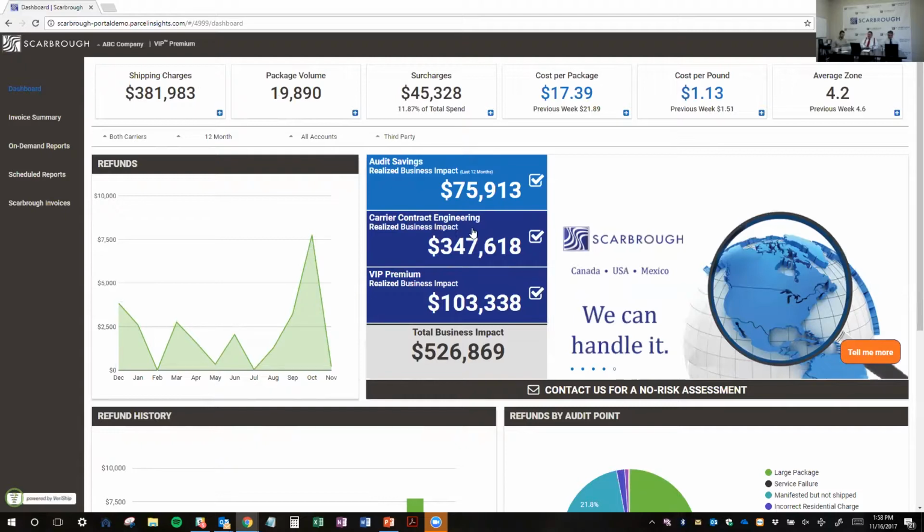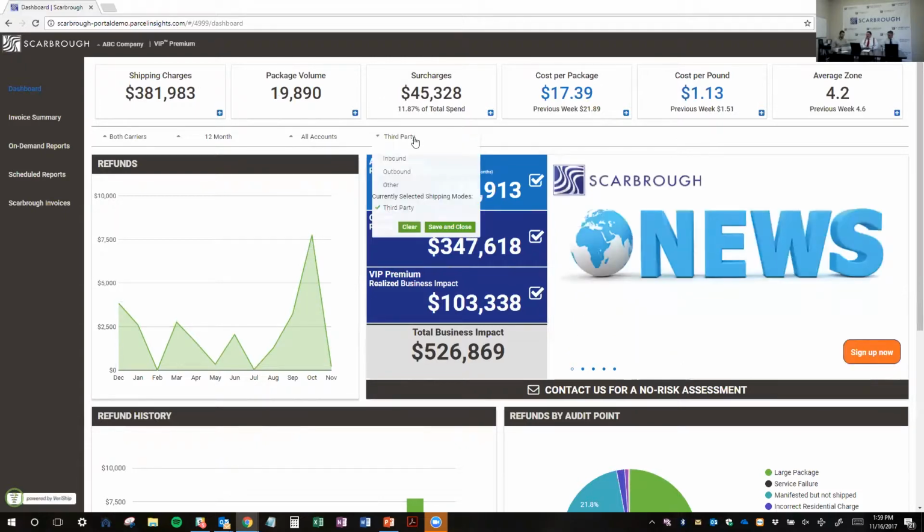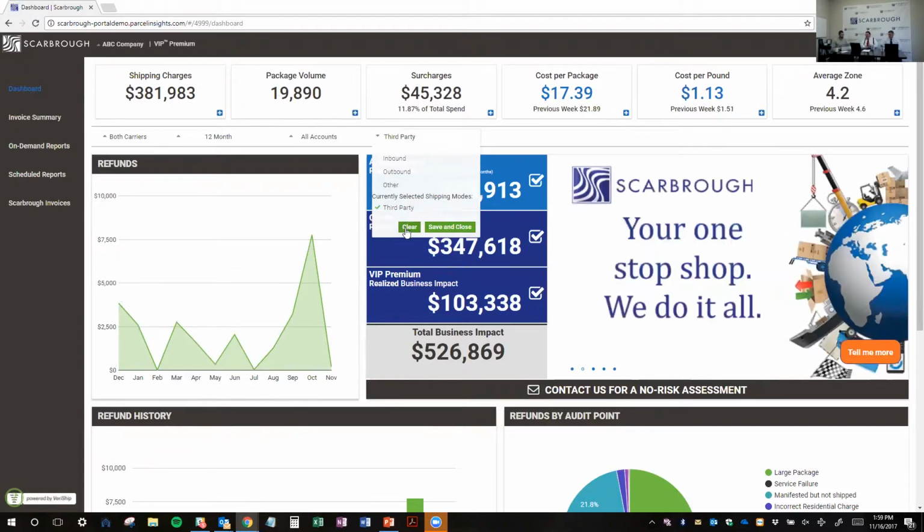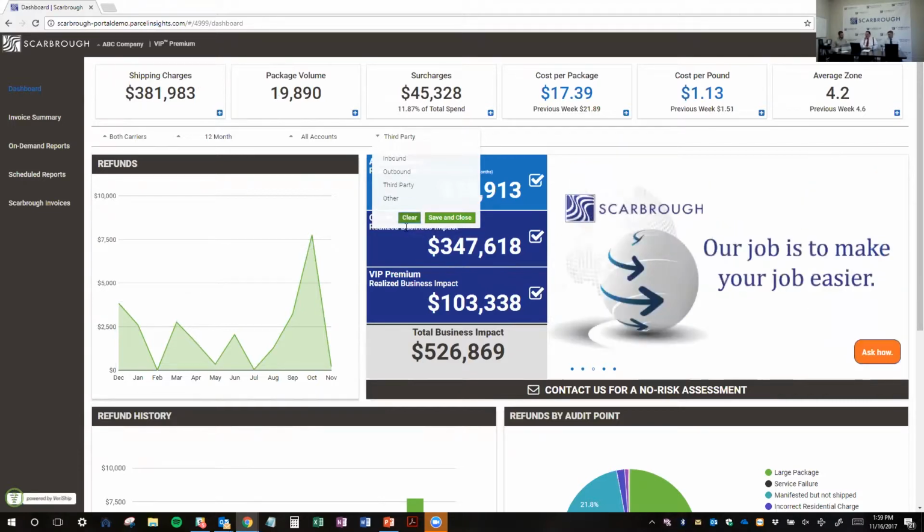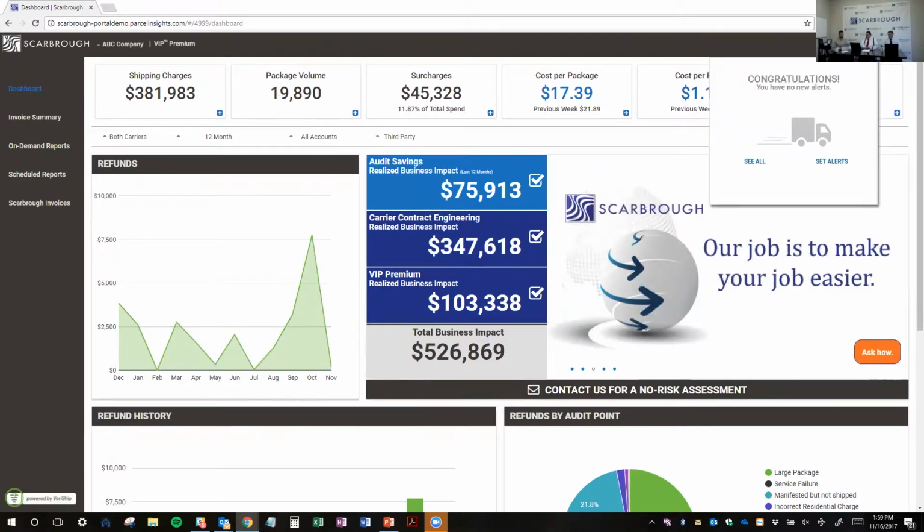I'd be able to see, for example, my cost per package by third party. So if I saw that my cost per package was way more in third party versus across the board on my outbound, that could give me a clear indication. I could also do specific reporting on my third-party shipping as well, so build compliance reporting there. I can also do alerts here. That's something that a lot of my customers want to set up as well.